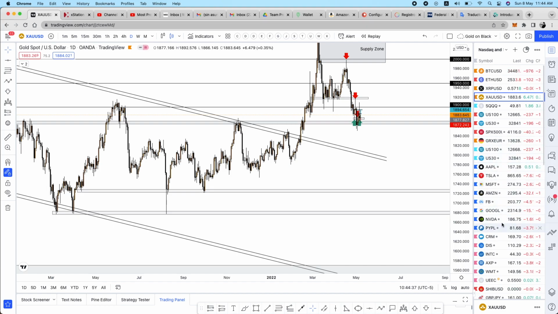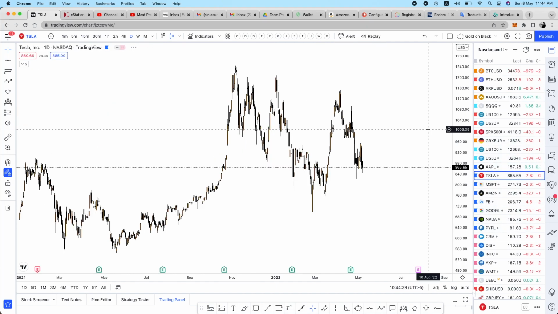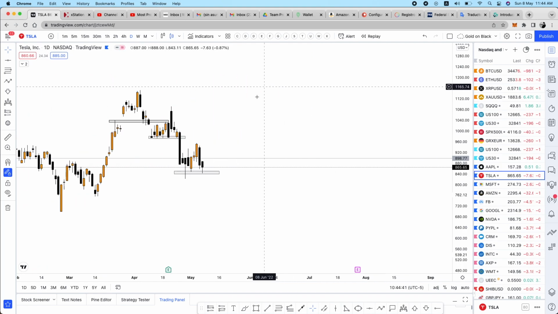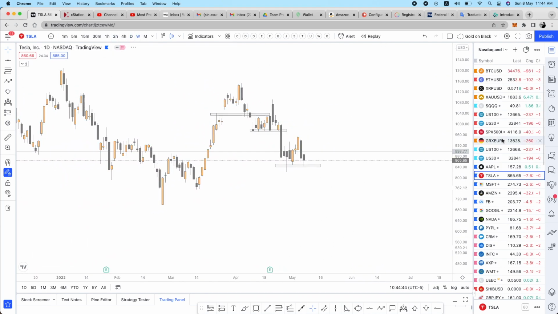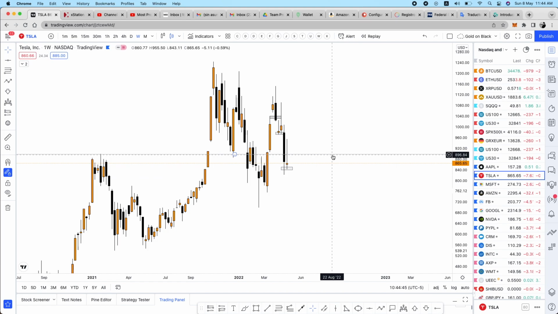A psychological level. Oh, by the way, let's go to a stock, like Tesla. In this case, let's go on a weekly, in the bigger time frame. Let's try to highlight those areas. Let's see a rounded number right now on Tesla. Maybe the 900. Let's say the 900.